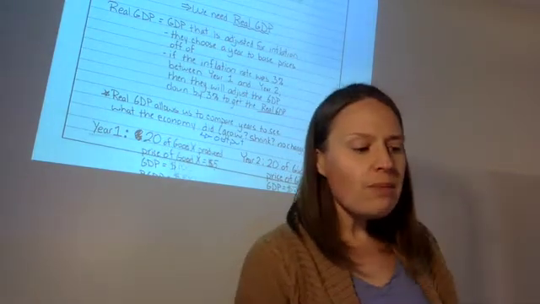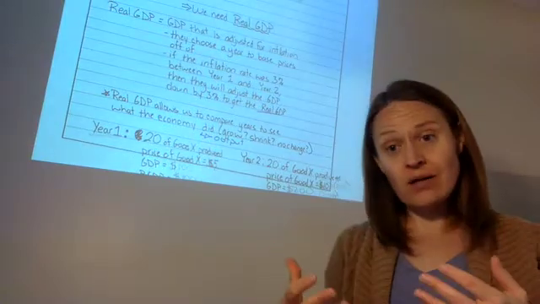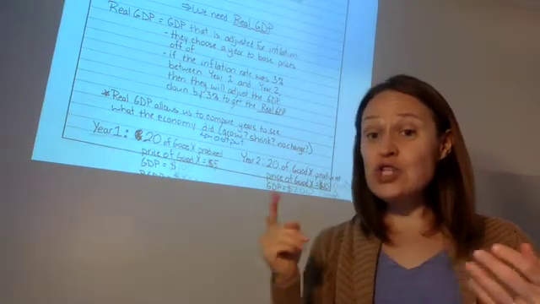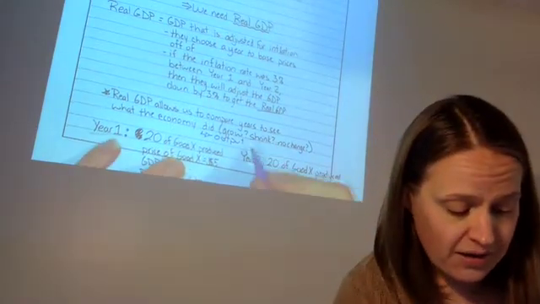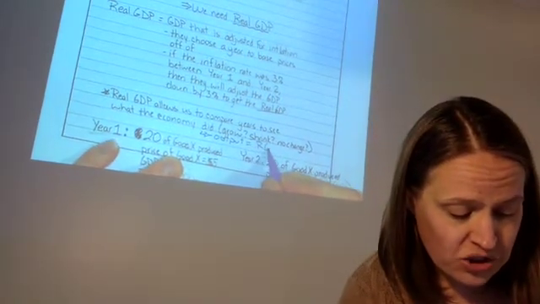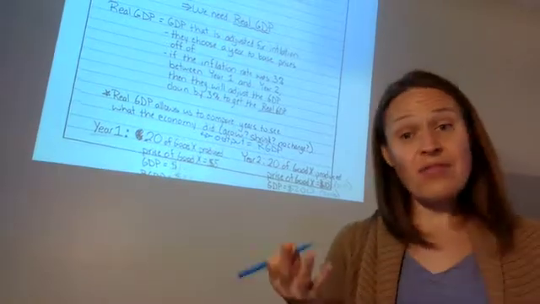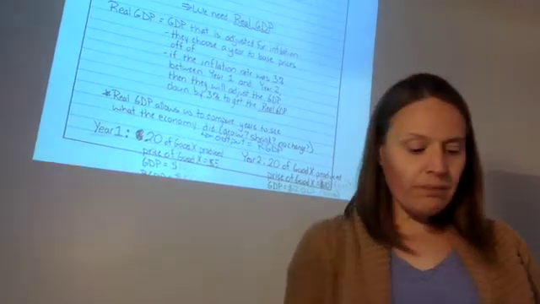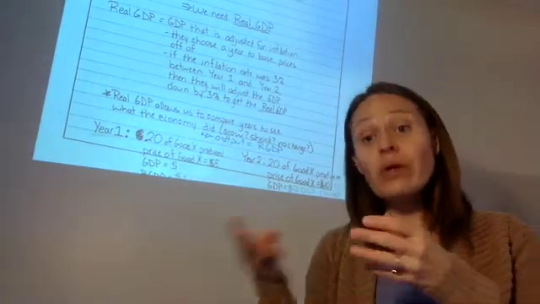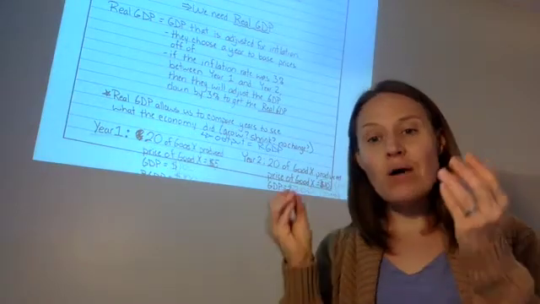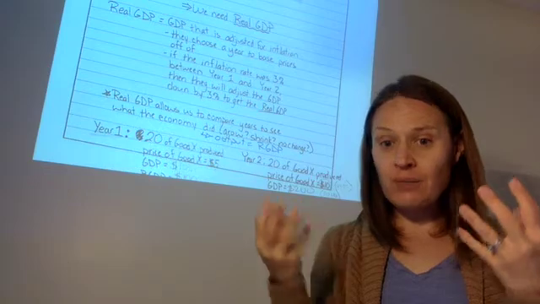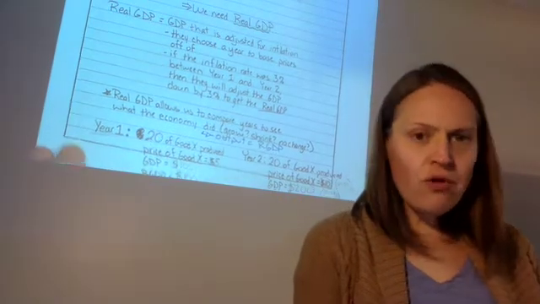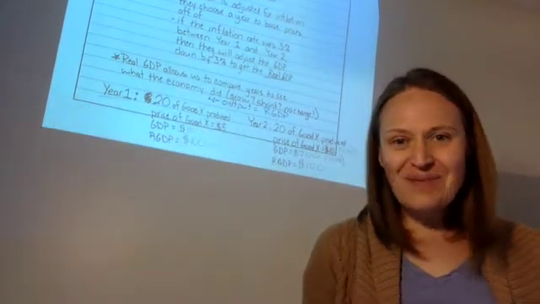So when we're talking about the output of an economy, we are actually talking about the real GDP of an economy. Same thing. Output equals real GDP. And again, output or real GDP means the amount of stuff, meaning goods and services, that the economy produced. So let's go through this little fake example here.